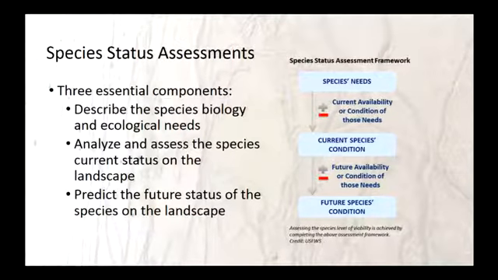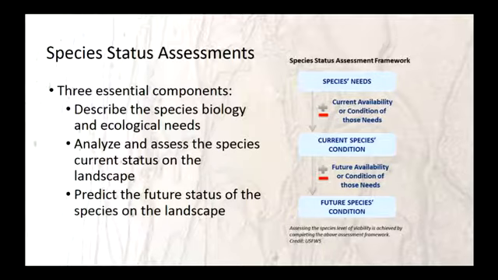But there are, the scientific document, the species status assessment, has three essential components to it. The first is to describe the species biology. It's a real thick literature review of basically everything we know about that species. And in doing so, we describe what the species needs are, what it needs to thrive and survive on the landscape in order to be a happy, healthy animal.